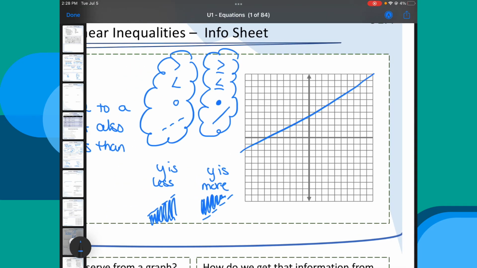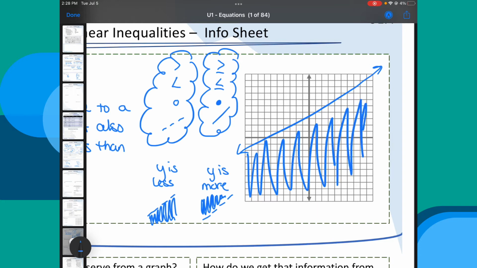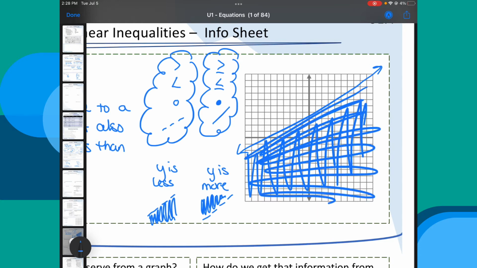So if we had our line and then we shaded below, what that means is all of the values in this area are included within that solution set. It's not just equal to the points that are on the line anymore, it's all of the ones in this shaded area as well. Let's take a look at a graph.